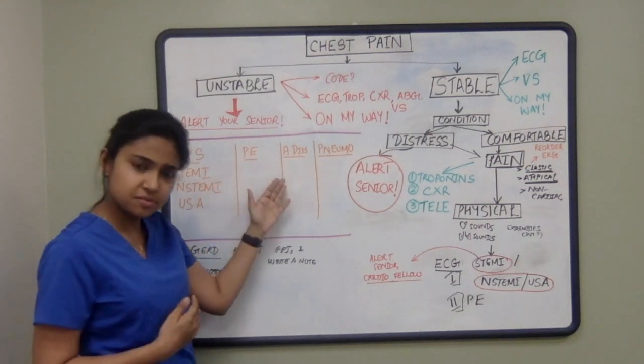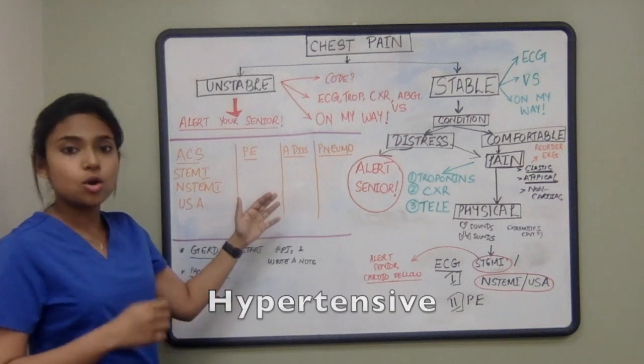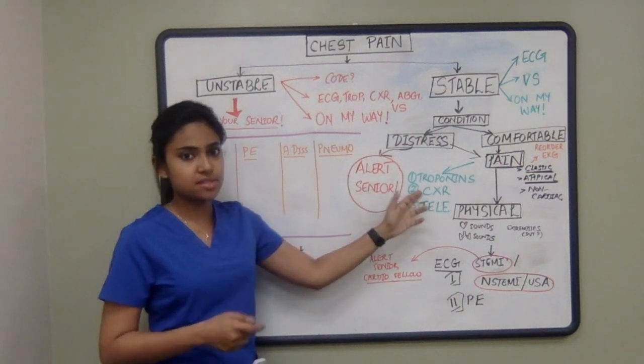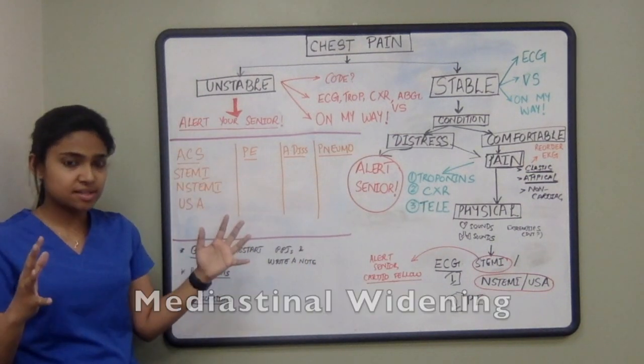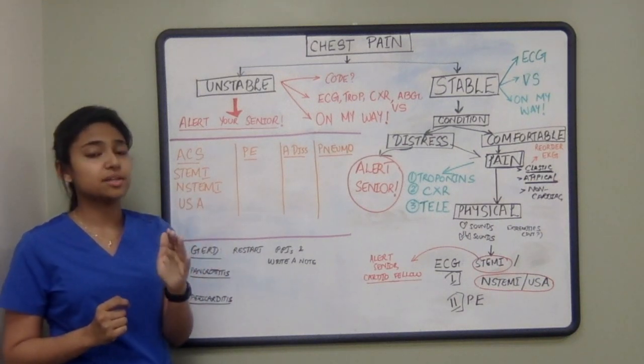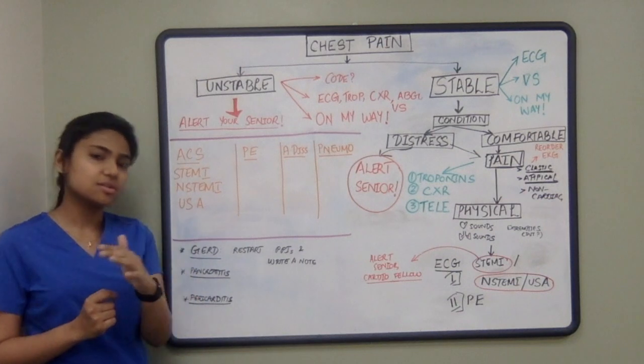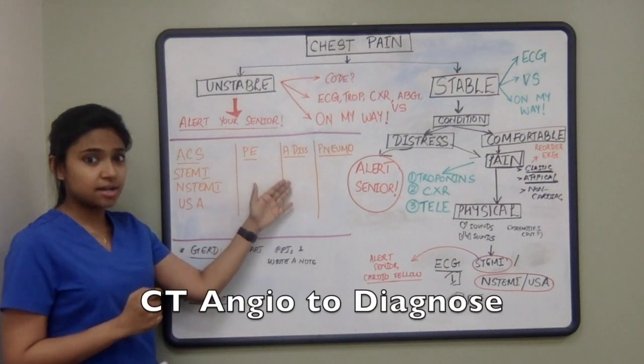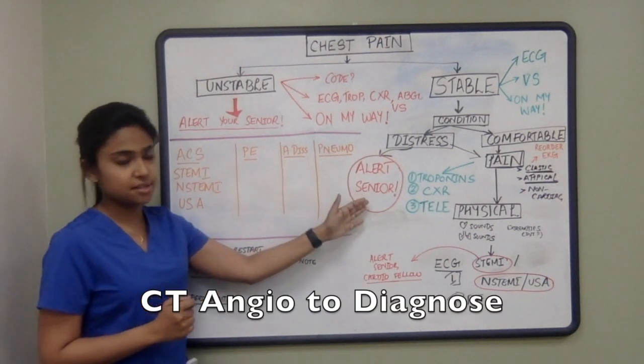If the patient has any risk factors, is the patient hypertensive? Or does the chest X-ray that you ordered previously show a widened mediastinum? Mind you, the chest X-ray is only 60 to 90% sensitive in ruling out aortic dissection. So if your suspicion is high, you still need to alert your senior.